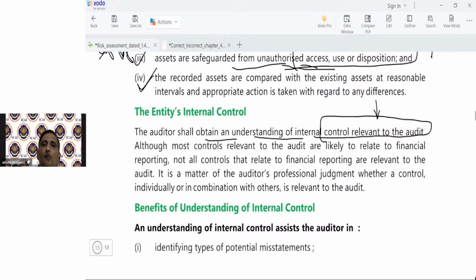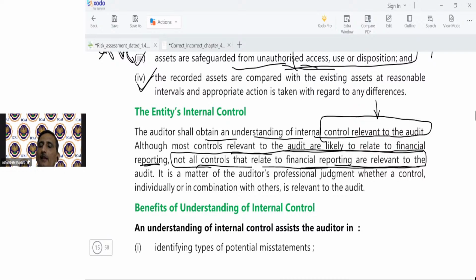So most controls relevant to the audit are likely to relate to financial reporting. Not all controls that relate to financial reporting are relevant. Even in financial reporting, there can be some controls which are not relevant. So this we would be discussing later on, in detail. It is a matter of professional judgment of the auditor whether a control, individually or in combination with others, is relevant for audit or not.